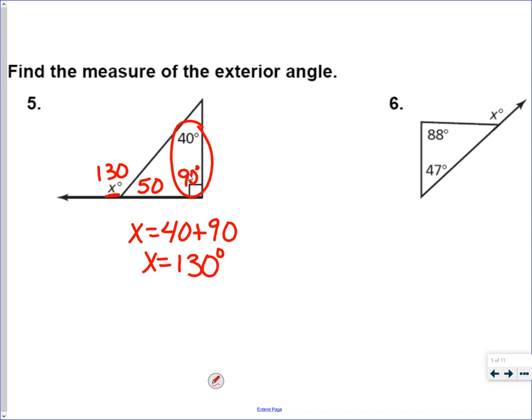Again, that exterior angle, the x, would be equal to 88 plus 47. Those are the two remote, not touching, interior angles, or not adjacent, we could say. So that would be 135 degrees for the exterior angle.